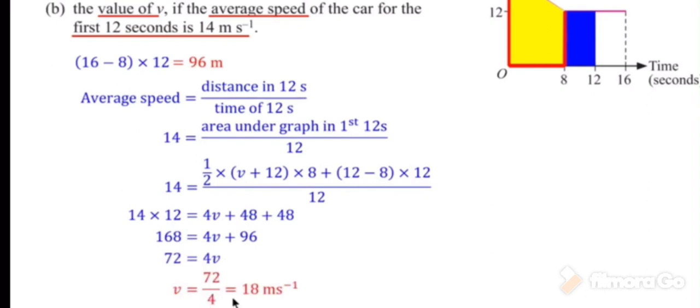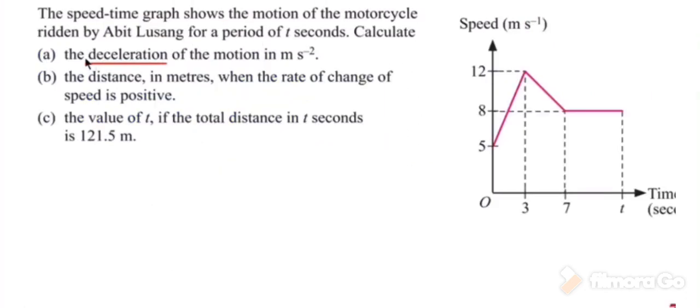Okay, let's do question number 2. The speed time graph shows the motion of the motorcycle ridden by Abid Lusang for a period of t seconds. Calculate the deceleration of the motion in meters per second squared. When we see D in deceleration, it means decrease. So deceleration means the line is going down.